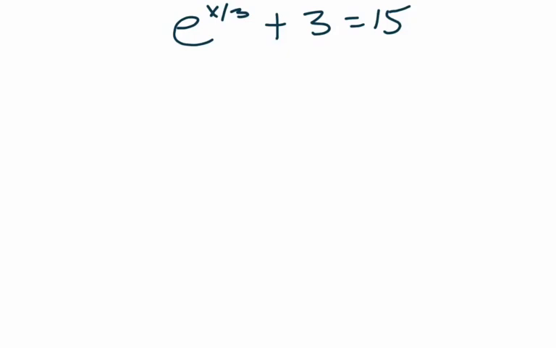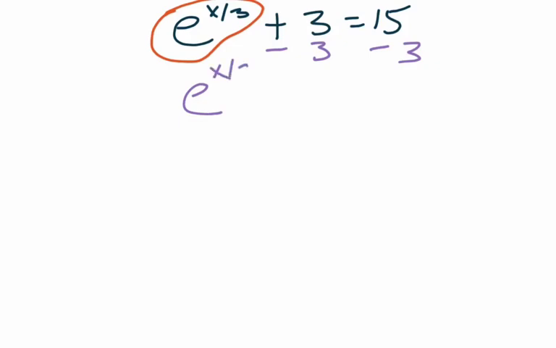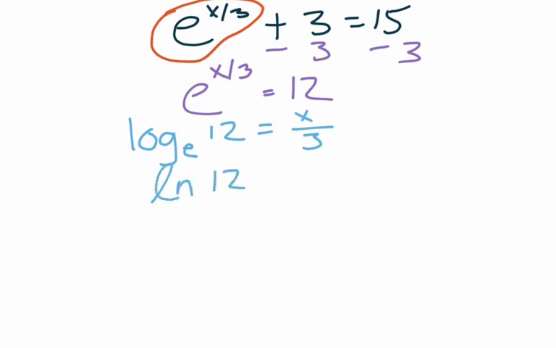So step number 1 is you want to isolate the exponential. We want to make sure that we can recognize the exponential for what it is. So this is e to the x over 3. To isolate that, I need to subtract that 3 from both sides. So e to the x over 3 is equal to 12. Next step is to change it over to a logarithm. Now, I am going to do this step: log base e of 12 is equal to x over 3, but log base e does get its own symbol, which is your ln.